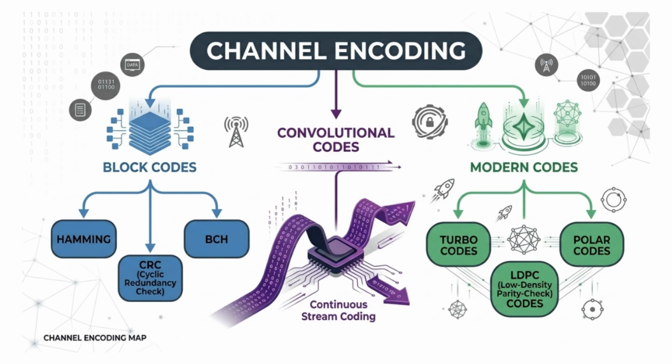Third, modern codes. These are advanced coding schemes designed for high-performance communication systems. Turbo codes combine multiple convolutional encoders to achieve near-optimal performance. LDPC codes use sparse parity check matrices for very efficient error correction, while polar codes are known for achieving channel capacity and are used in 5G systems.